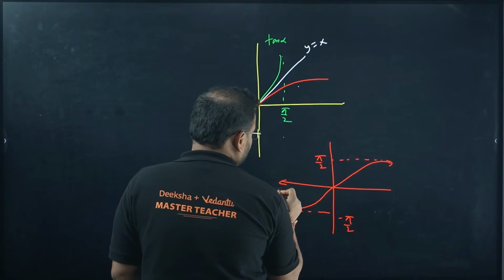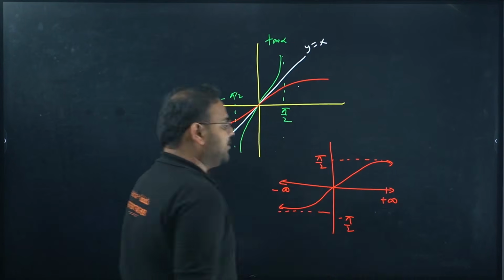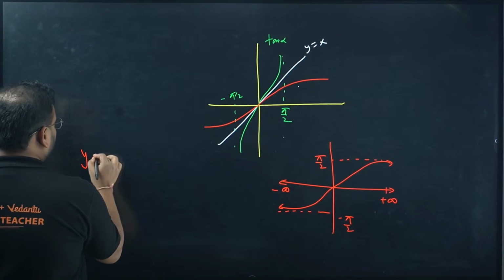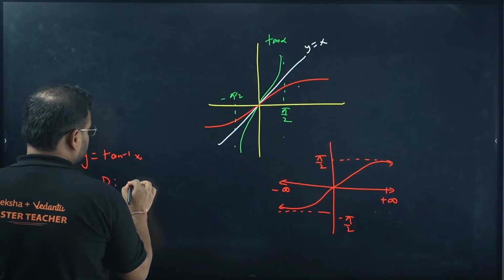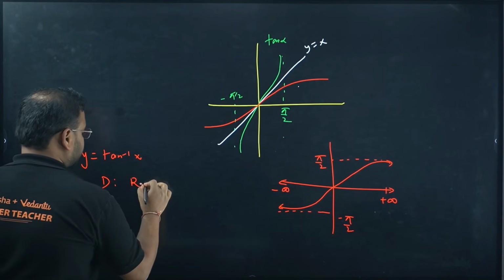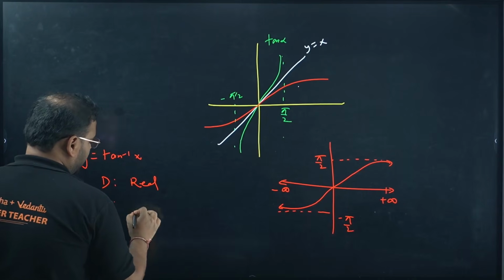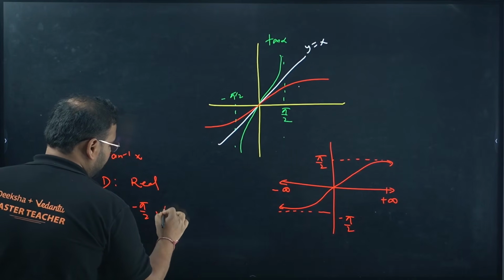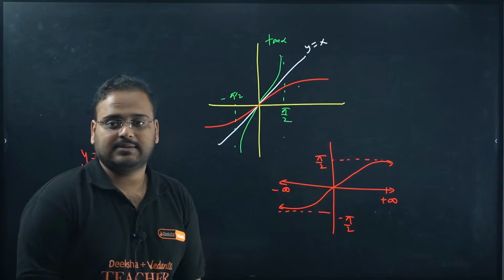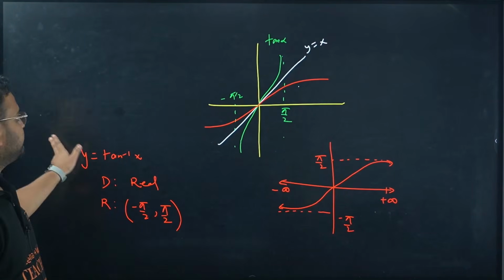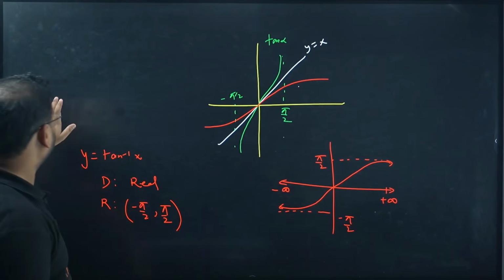What is the domain going to be? Negative to positive infinity, means all real numbers. So for y equal to tan inverse of x, domain is all real numbers. And what is the range? Minus pi by 2 to pi by 2, but open brackets. Is it clear? Please check. Done? Any problem? Not at all. Moving on.